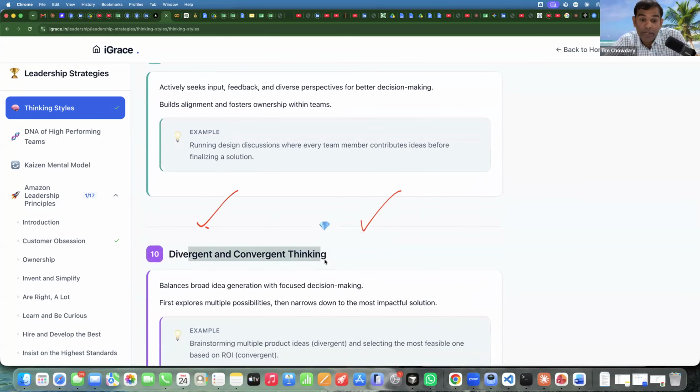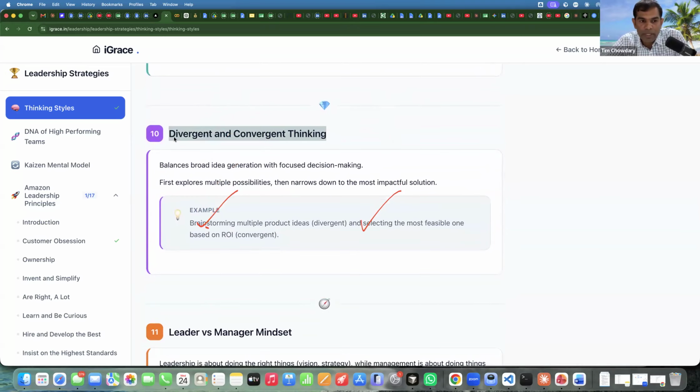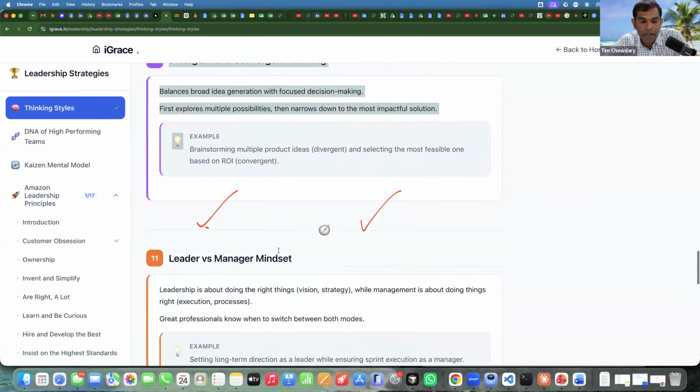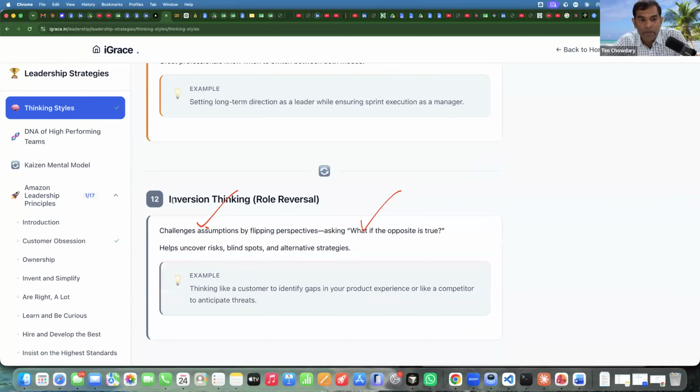What is divergent and convergent thinking? This is very important. We'll try to touch base on this by solving a couple of examples. This is a very important topic. Yeah, what is inversion thinking? A few of these things are relevant to FDE. We'll slightly touch base on them.